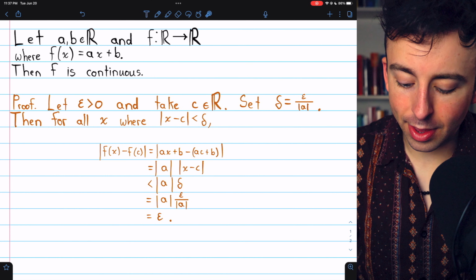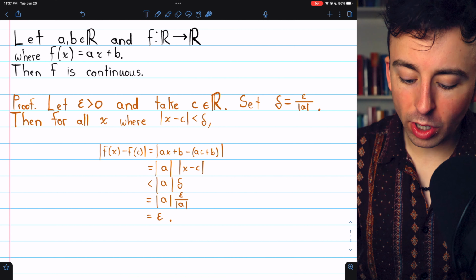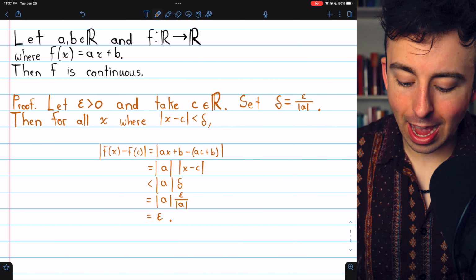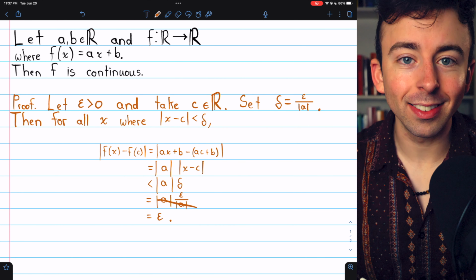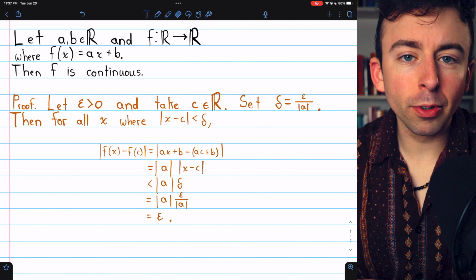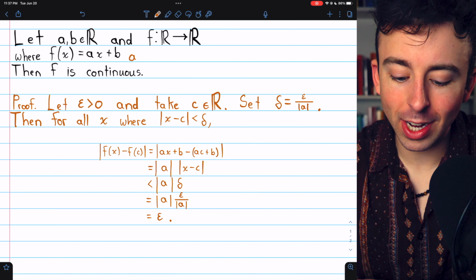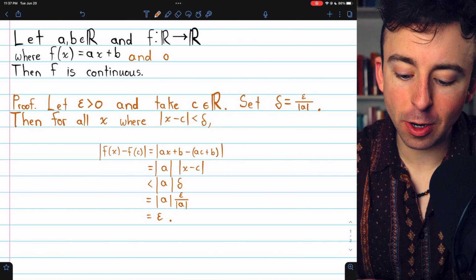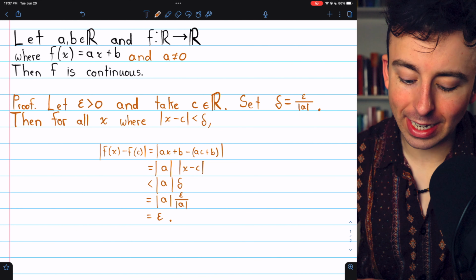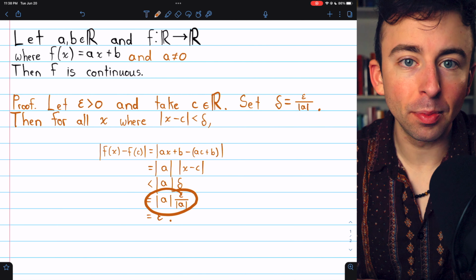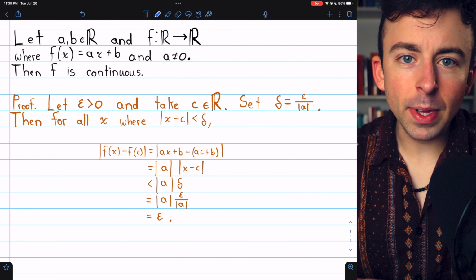So we have that this is equal to this, which equals epsilon, since the absolute values of a would cancel out. However, as we've done this proof, you probably notice it requires that we add the restriction that a is non-zero. Otherwise, we certainly cannot be dividing by the absolute value of a. That's not a big deal, however.